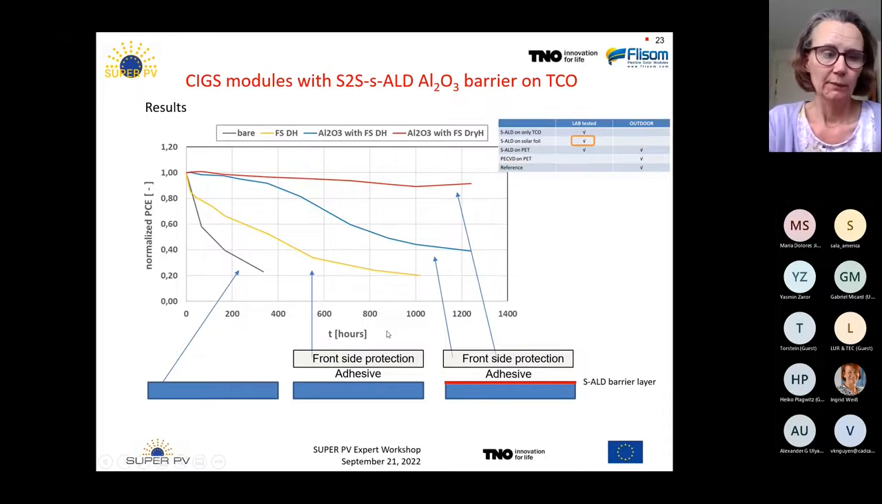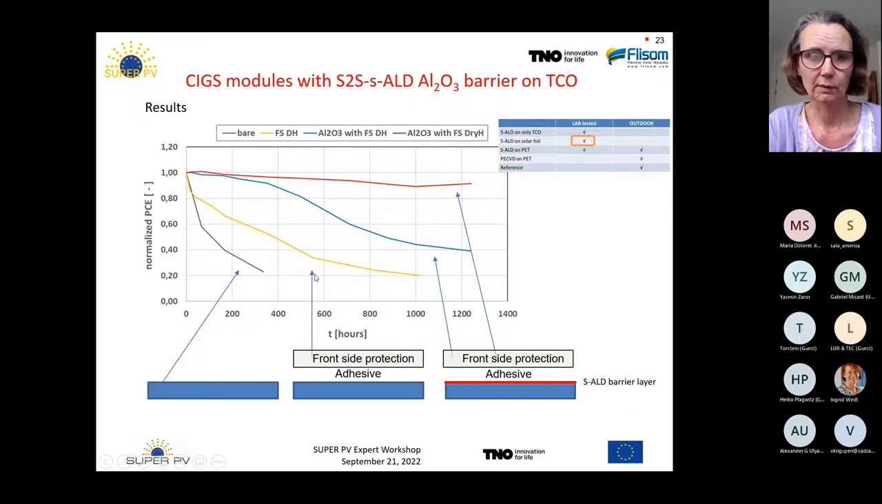The bare foil, the black line here on the left, shows a fast degradation in damp heat. The y-axis here shows the normalized power conversion efficiency of the solar foil, and we can see that it drops to about 20% of the initial efficiency after, well, 350 hours or so in damp heat. And so this proves that we need to protect these solar foils against moisture.